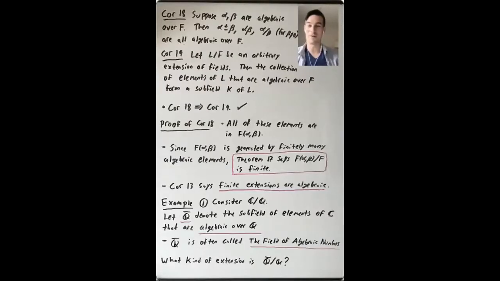I want to start this video by talking about two corollaries of Theorem 17 that we proved last time. So this first one is really important to know. It comes up frequently, for example, on algebra comprehensive and qualifying exams. All right, so let's suppose that alpha and beta are elements that are algebraic over some field F.